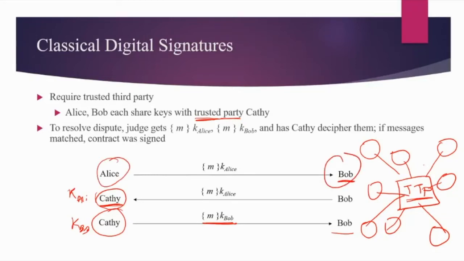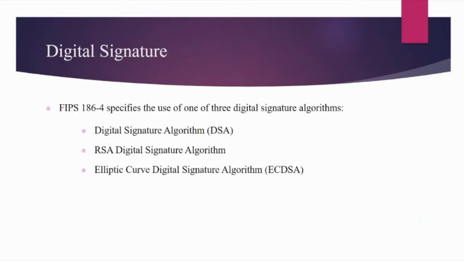Okay, so this is a very classic example. This is what we want to achieve through digital signatures. Now let's see how we can actually do this. According to FIPS, there are three digital signature algorithms that can be used. The first one is the digital signature algorithm, the classic one, which is quite abstract in nature, so it will show just the idea of how digital signatures work.